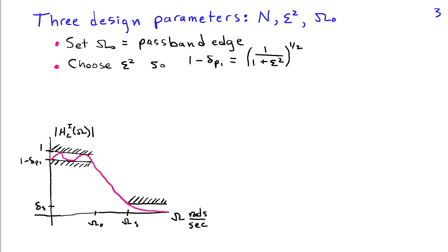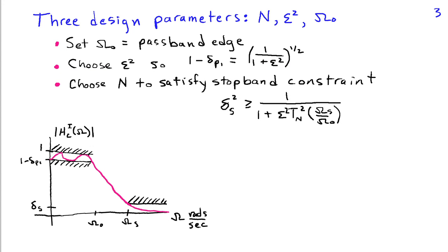Once we do that, we can choose our epsilon squared parameter to obtain the desired degree of passband ripple tolerance. So if that's 1 minus delta P1, I'm going to choose epsilon squared so that 1 minus delta P1 is equal to the square root of 1 over 1 plus epsilon squared. And then finally, we'll choose the order of the filter, n, so that it satisfies the stop band constraint.